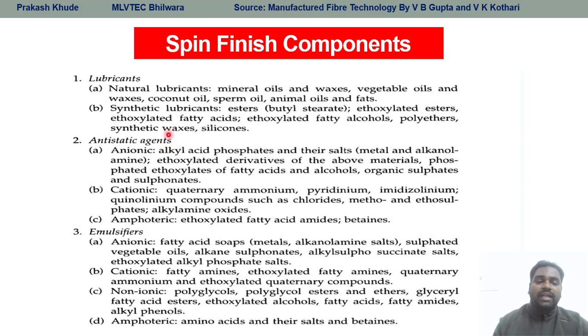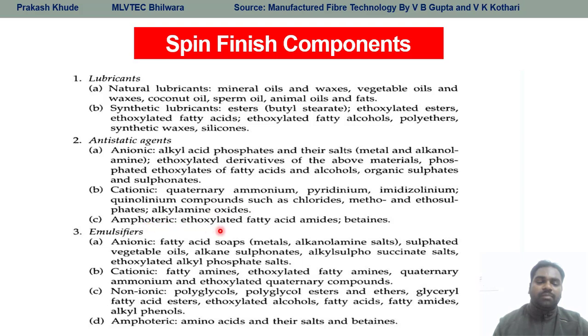In terms of antistatic agents, these could be ionic, cationic and amphoteric. In ionic, for example, you have alkyl acid phosphate and their salts. Similarly, if you talk about the cationic, we have quaternary ammonium, pyridinium and different compounds such as the chloride, metho and ethosulfate, alkyl amine oxide.